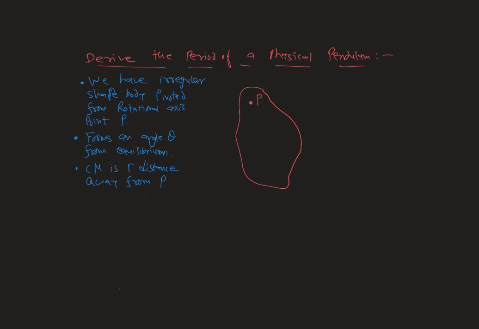Okay, so we have an irregular shaped body pivoted from rotational axis point P. It forms angle theta from the equilibrium, and then you let go, so it will go back and forth. This point P is distance r away from the center of mass. Let's say this is the center of mass right here of this body. It has a weight going down. Let's say this is capital MG. This M doesn't look like M. Let's draw it properly. So this is MG.